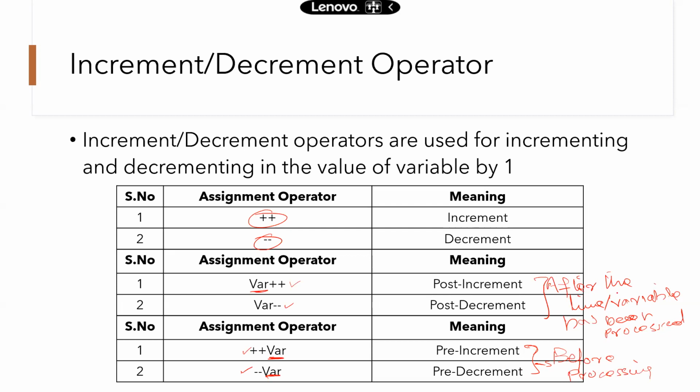So logically, I'm going to rub off this whole thing. Logically, what we are saying is that the post-increment or decrement is going to act after processing. And the pre-increment and pre-decrement is going to act before processing, right? We're going to see an example by the end of this lecture.